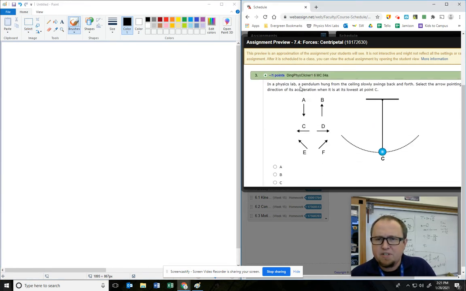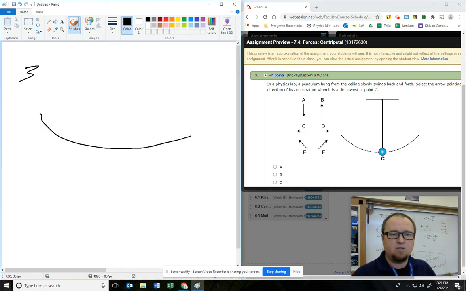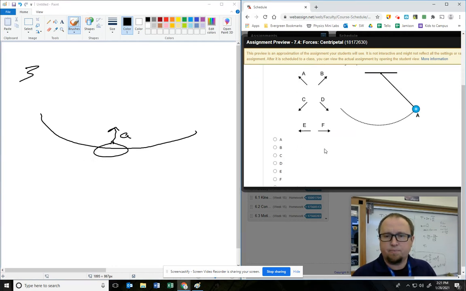Next one. Physics lab. A pendulum hanging from the ceiling slowly swings back and forth. The key to this one is what's the path that it's taking? Number three here. It is taking a circular path. So which way is the acceleration? Up and towards the center. There has to be if it's traveling in a circle.